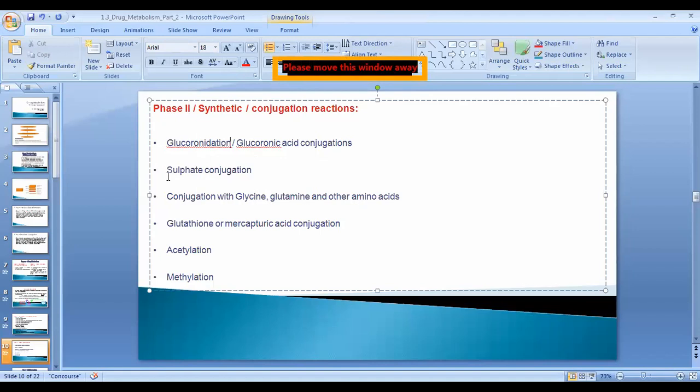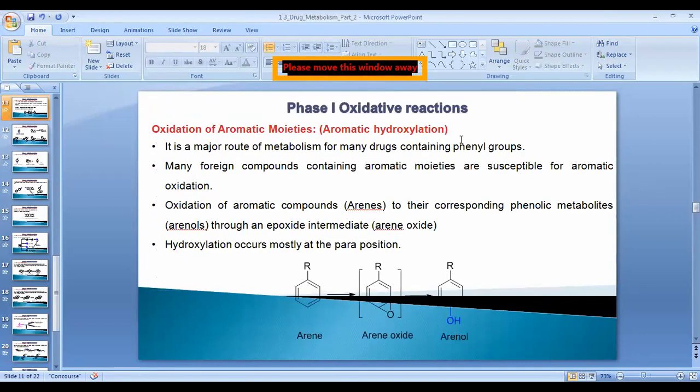So a drug molecule is going to combine with amino acids present in our body. What type of amino acids? Glycine, glutamine and other amino acids. Then glutathione and mercapturic acid conjugation, acetylation and methylation. So these types of reactions are involved in the phase 2 biotransformation procedure. Now we are going to discuss the individual types of oxidation, that is phase 1 oxidation.